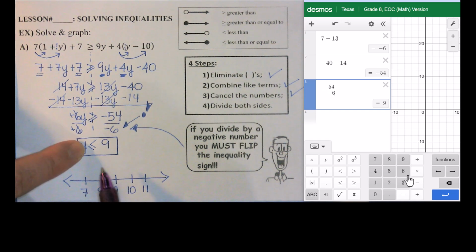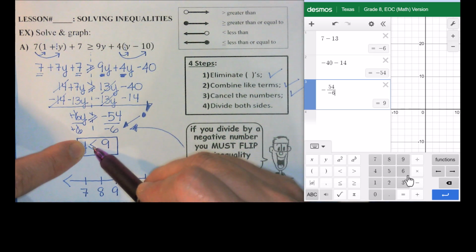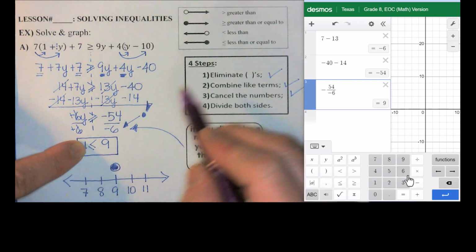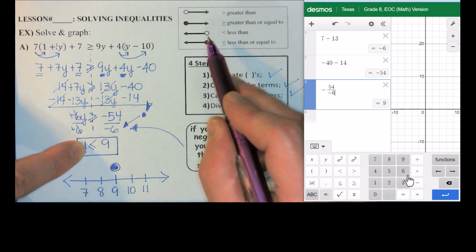Now you look at an inequality sign. An inequality sign has a dash, so you know that you're going to use a solid point. So please remember, if I have a dash, it's a solid point. With no dash, it's going to be an empty point like these.